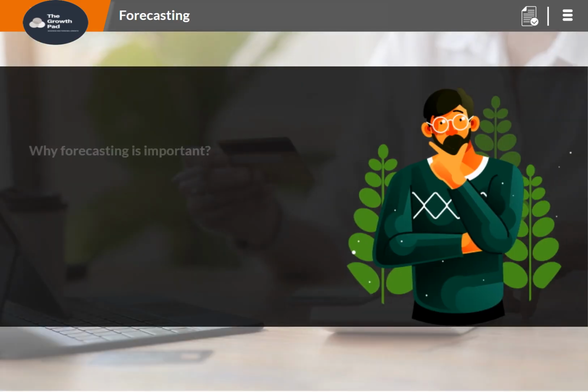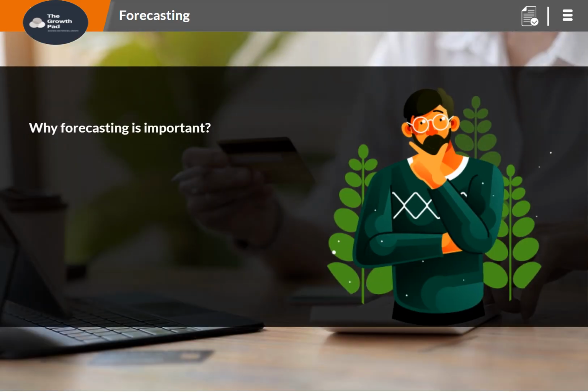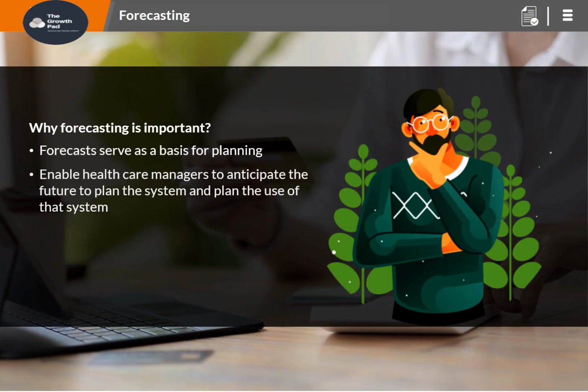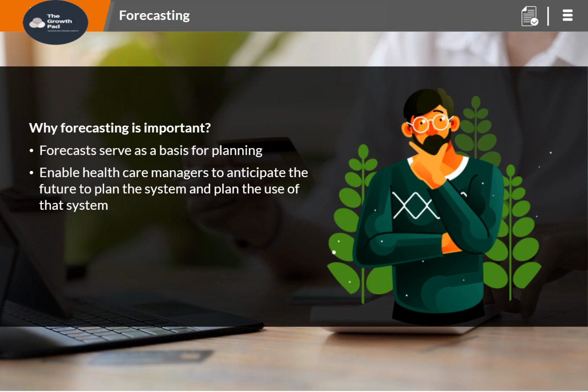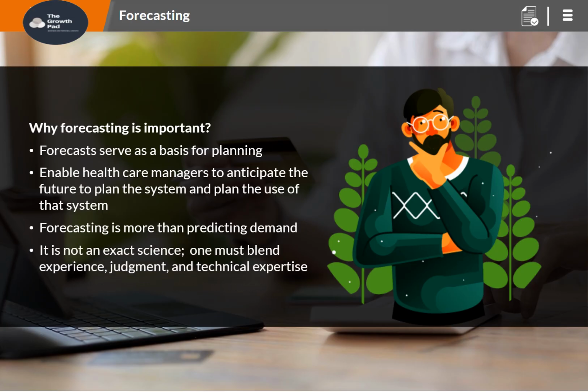Forecasting. Why forecasting is important. Forecasts serve as a basis for planning. They enable healthcare managers to anticipate the future to plan the system and plan the use of that system. Forecasting is more than predicting demand. It is not an exact science. One must blend experience, judgment, and technical expertise.